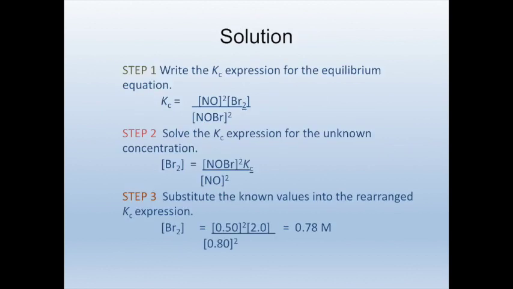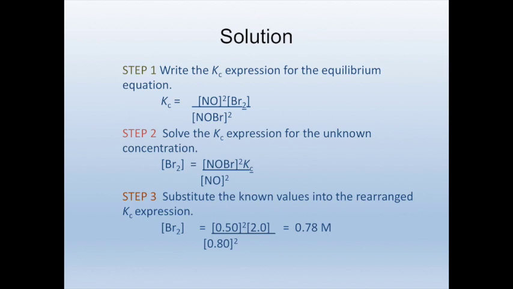If we start by writing our expression for the Kc, Kc is equal to NO squared times Br2 divided by NOBr squared, based on the coefficients of the reaction. Then we solve for the concentration of bromine. In this case, we have to divide Kc by NO squared and multiply by NOBr squared to get Br2 by itself.